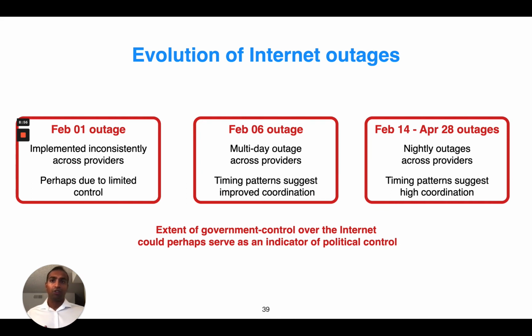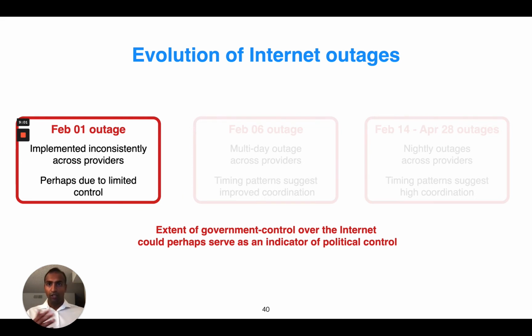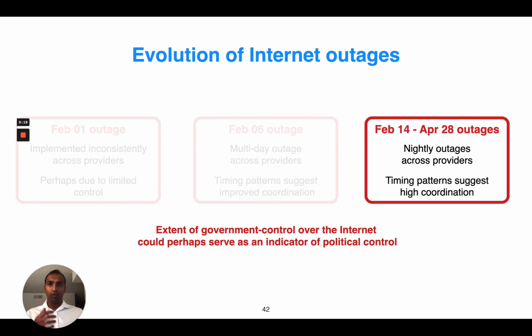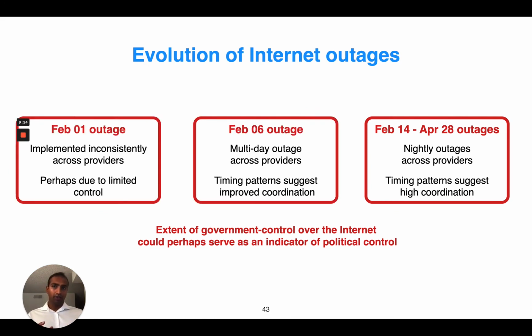So what we've seen with these outages is signs of evolution, which could have political implications. We saw that the first outage on the day of the coup was implemented inconsistently across providers, perhaps due to limited authority and lack of access to the appropriate communication channels. Within a week, we observed a multi-day internet outage across most providers that appeared to be better coordinated. And within 2 weeks, we start to observe highly coordinated countrywide nightly outages affecting all providers. So the synchronization of these later outages across providers is consistent with increased government control, which suggests that the extent of government control over the internet could serve as an indicator of political control.